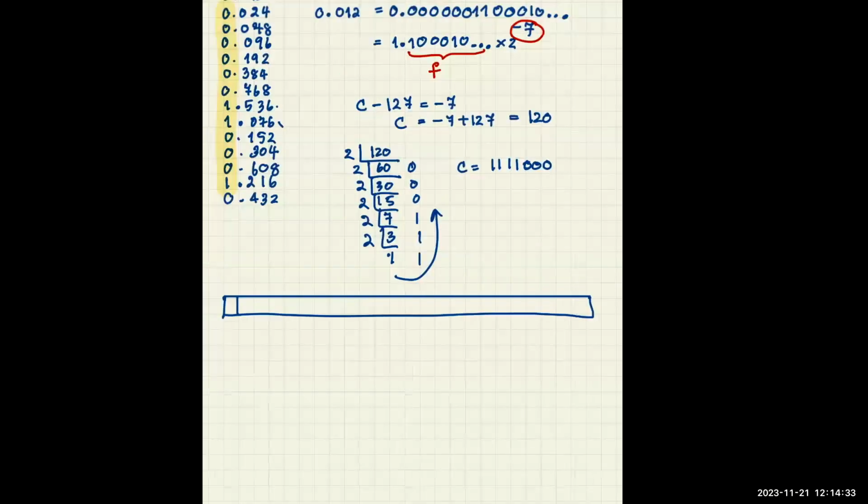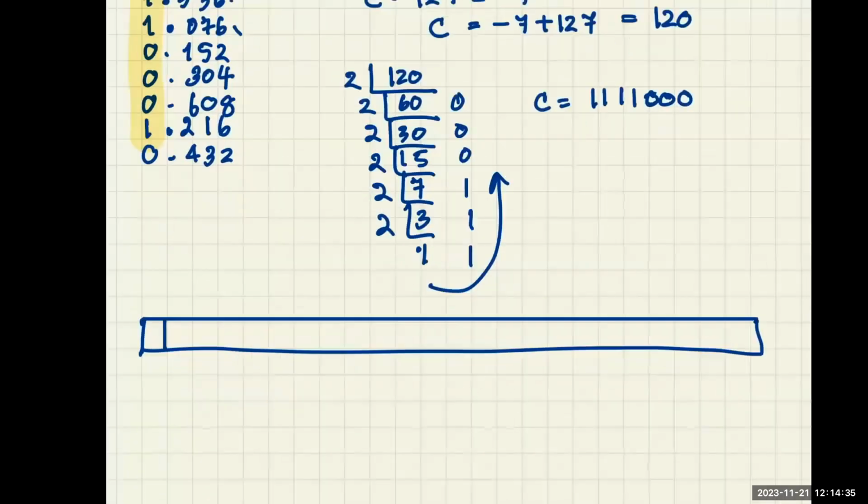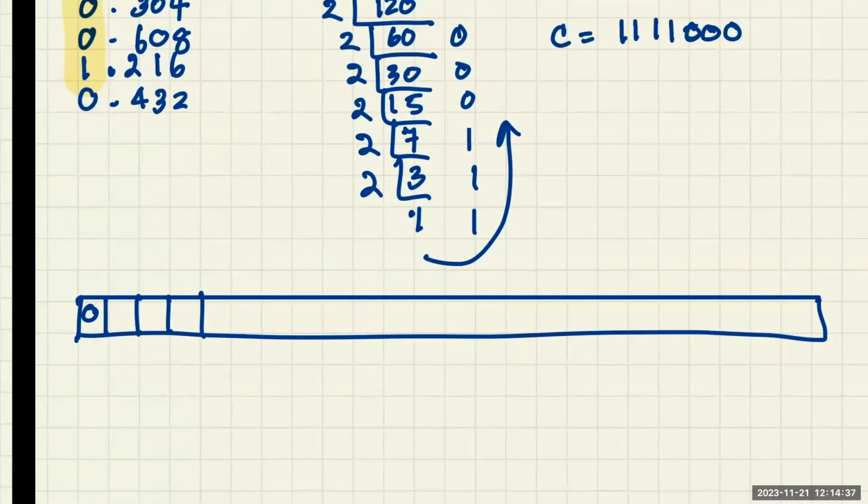So this number is positive, so 0. You have 1, 2, 3, 4, 5, 6, 7, 8. So you get 0, 0, 0, 1, 1, 1, 1, 0. Okay? So you have 8 bits for these values of C.